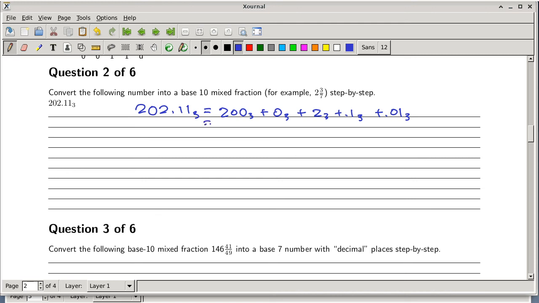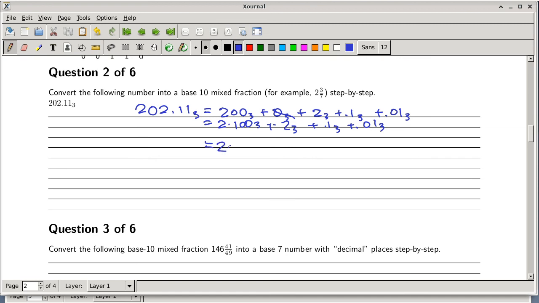So I turn this into 2 times 100 in base 3. Let's not count the 0, okay? That's kind of useless, okay? Plus 2 in base 3 plus 0.1 in base 3 plus 0.01 in base 3. All right. So the 2 is fine.